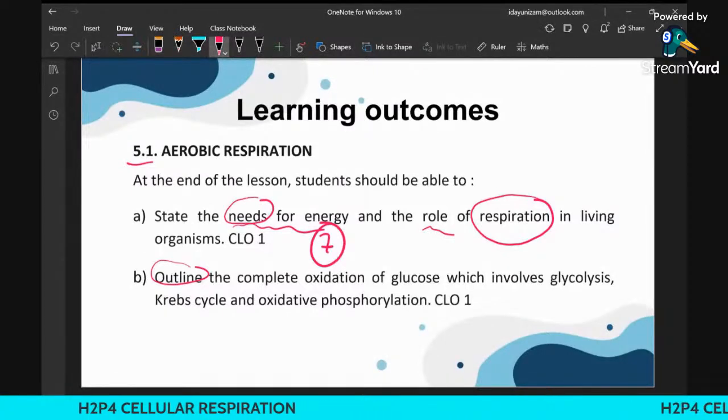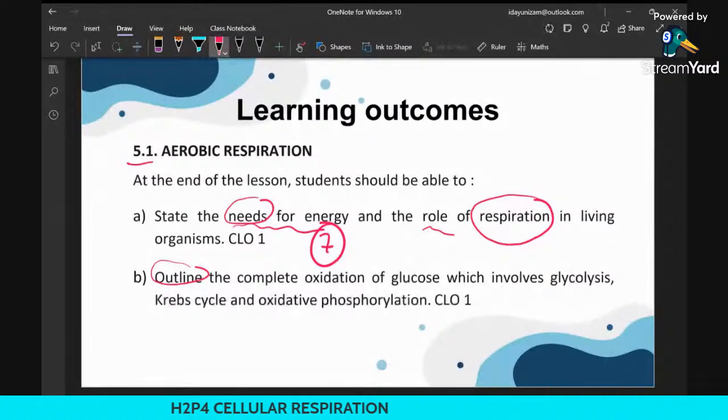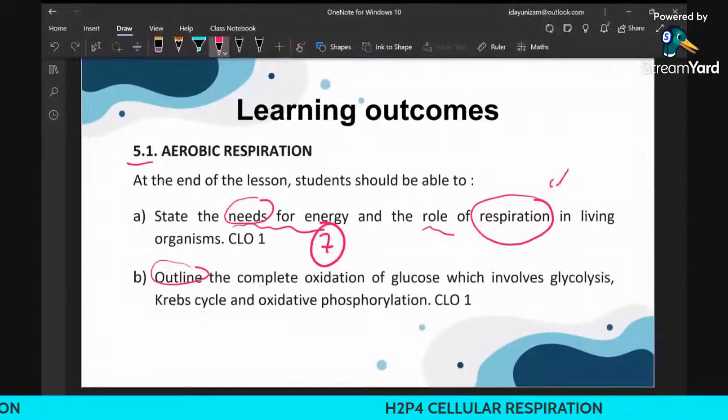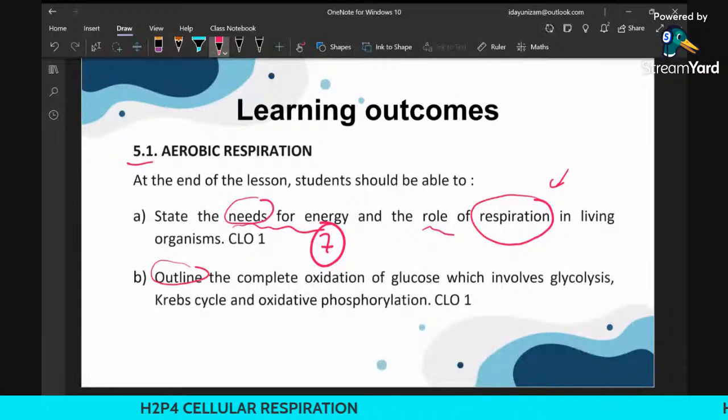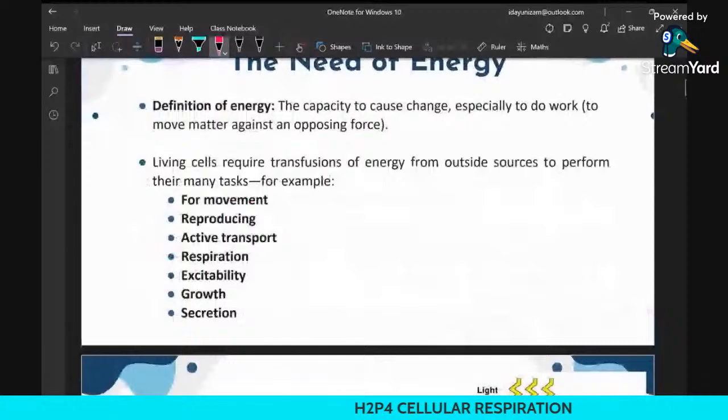For movement, we have learned already last semester how sperm need to swim. Then reproduction, and to transport all the ions through active transport. Now we are learning about respiration, growth, secretion, and also excitability. That is what it is all about, why we need energy.